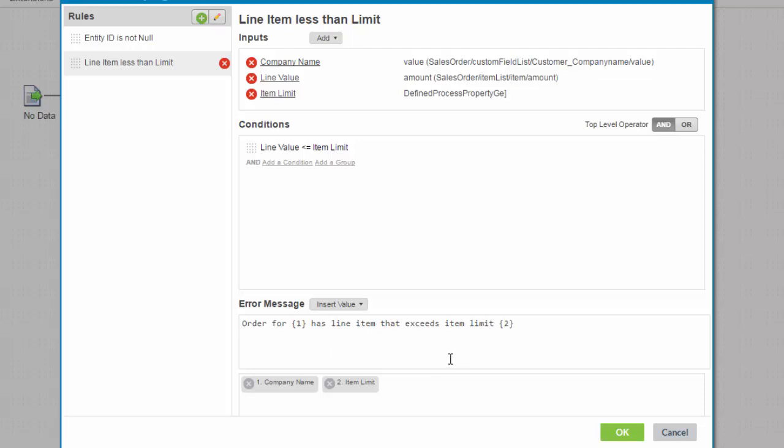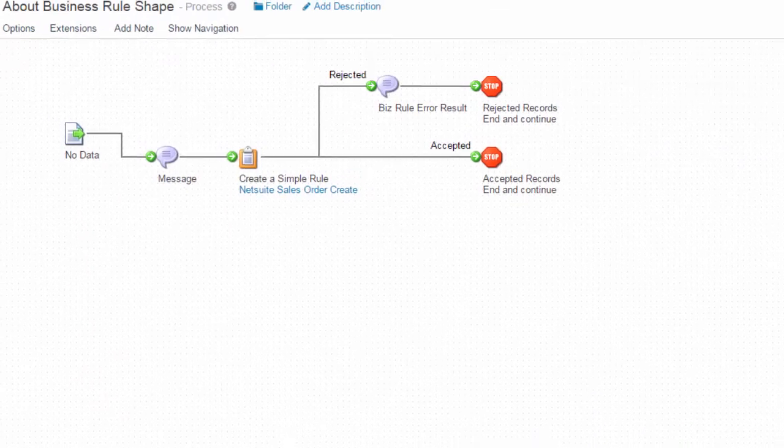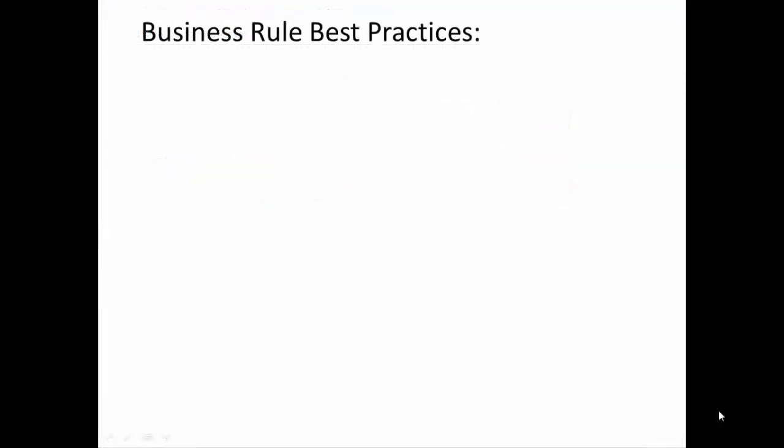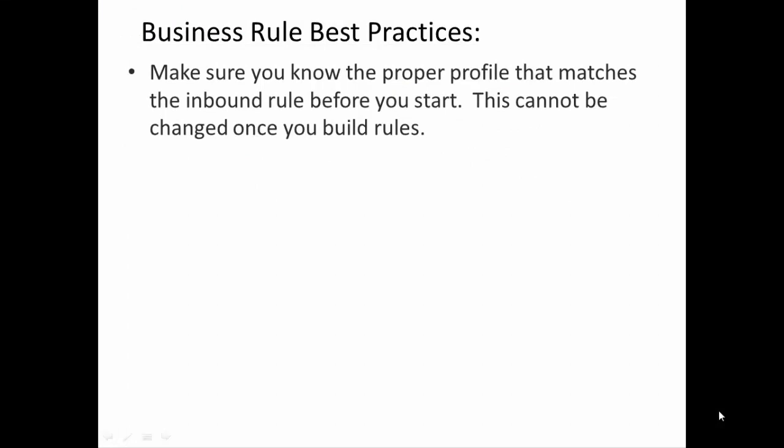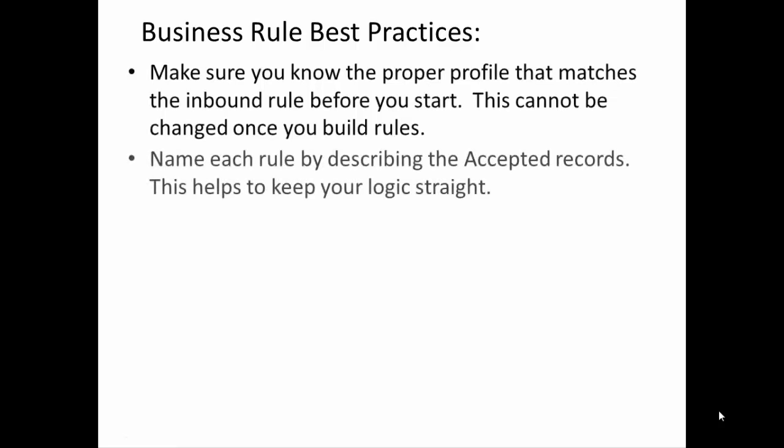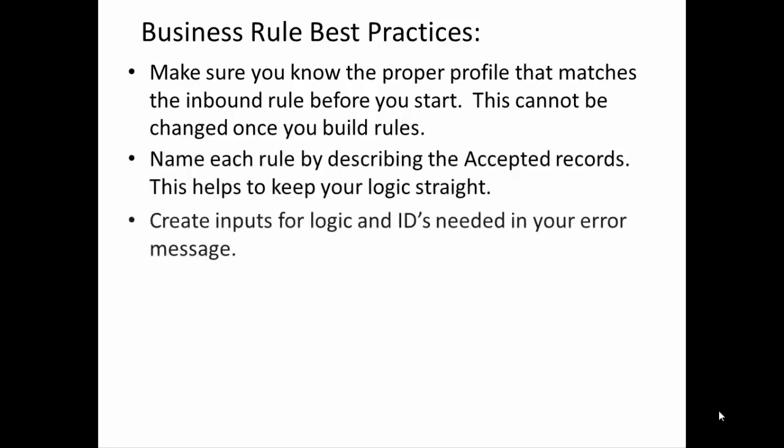It's a good idea to reopen your rule after building it and check that your logic is set up correctly. Let's review some business rule best practices. Make sure you know the proper profile that matches the inbound rule before you start. You cannot change this once you start to build rules. Name each rule by describing the accepted records. This will help keep your logic straight. Create inputs for logic and for IDs needed in the error message.